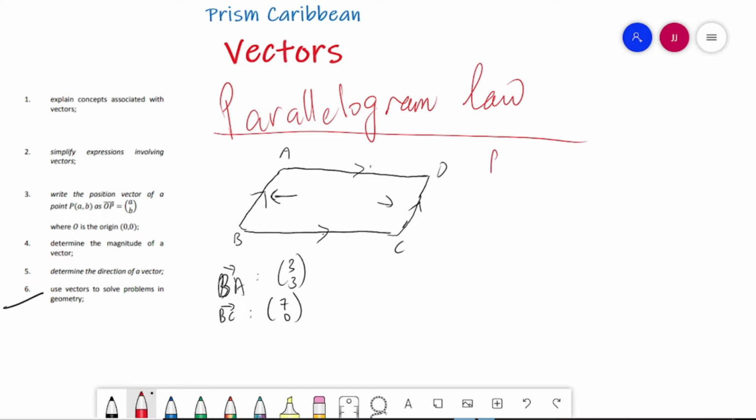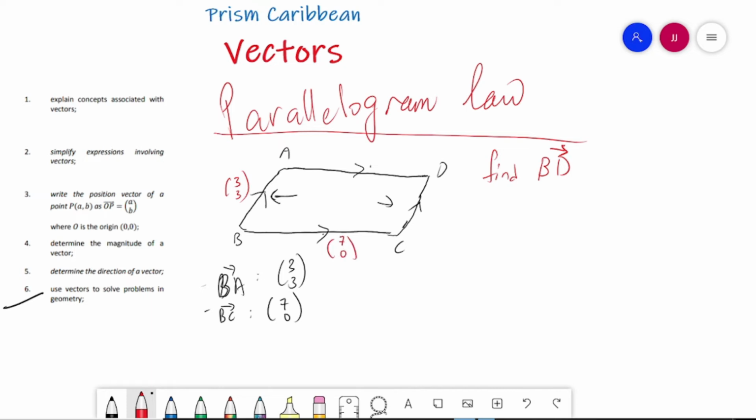Let's say we have a question. Find BD. Right? Now we don't have any value here with D. As you all could see here. But let's put in what we have. We know B to A is 3, 3. We know B to C here is 7, 0.